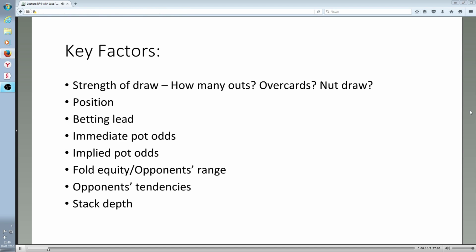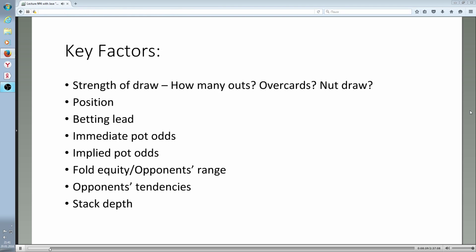Okay, so when we're playing draws, these are some of the key factors we want to think about. First of all, obviously, is the strength of our draw. I will talk about this in another slide in a little bit more detail, but basic things like how many outs do we have? Do we have overcards, or are there two pairs or trips that we can hit on the turn and river? And of course, is it the nut draw, whether it's a nut flush draw or nut straight draw? Those are all things that are going to contribute to the strength of our draw.